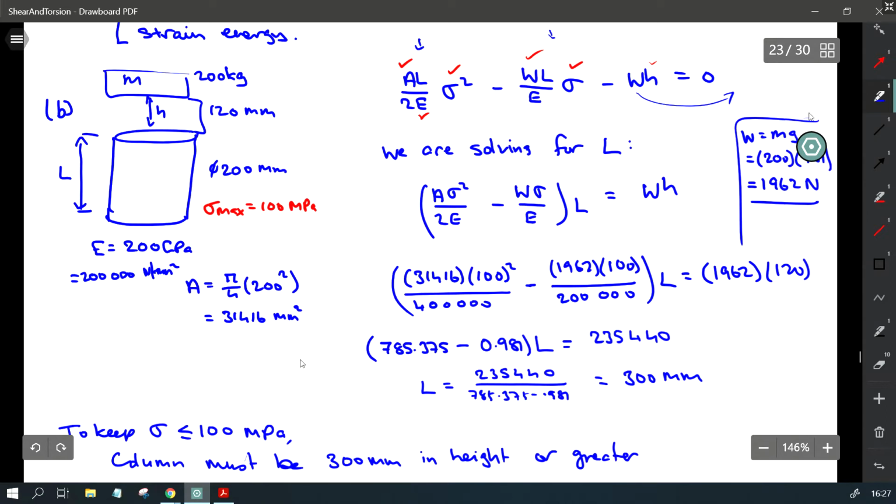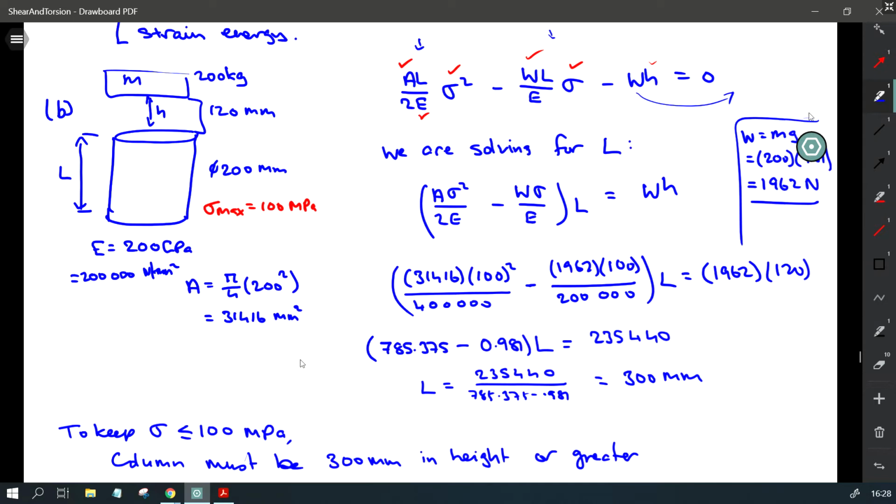Or greater. If the column was twice as high, we'd be storing the same amount of energy from the block, but in double the volume. So the strain energy in any given part is lower. As the column becomes smaller, the strain energy is the same, but the stress required to get that is higher because the volume is going down. So the taller the column, the lower the maximum stress.